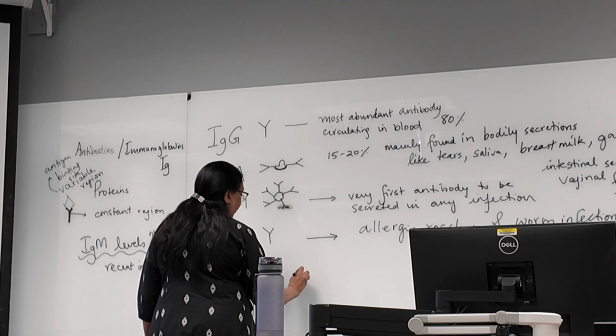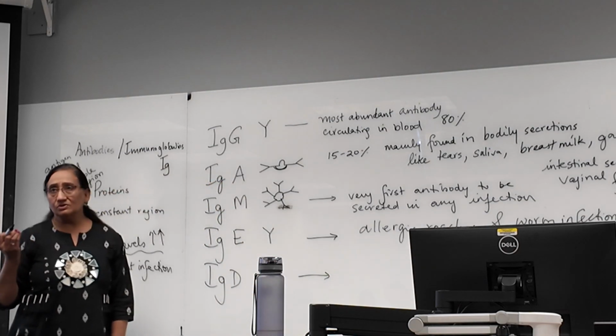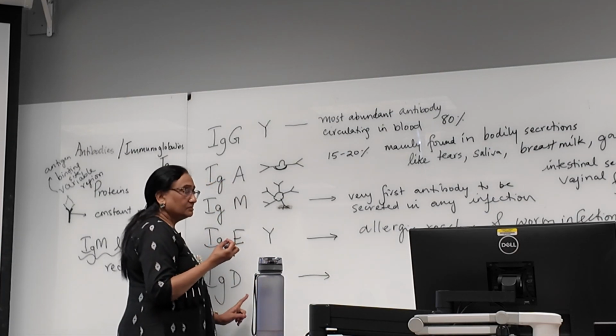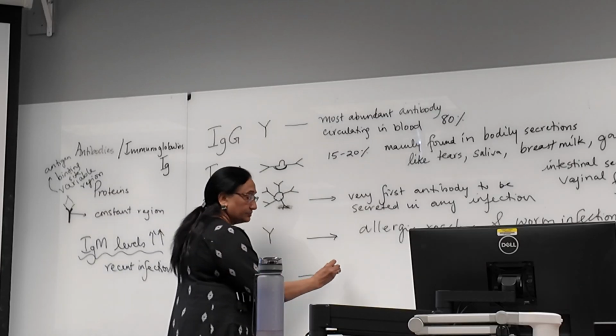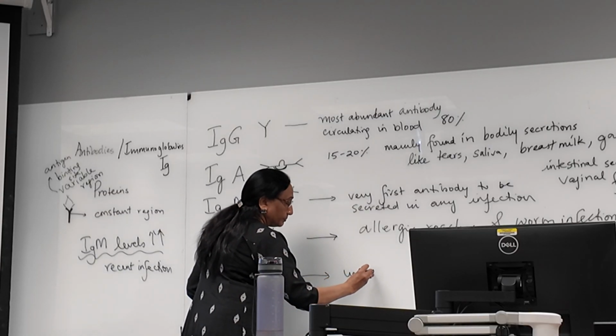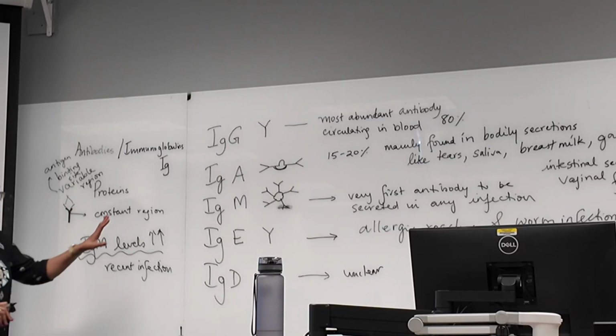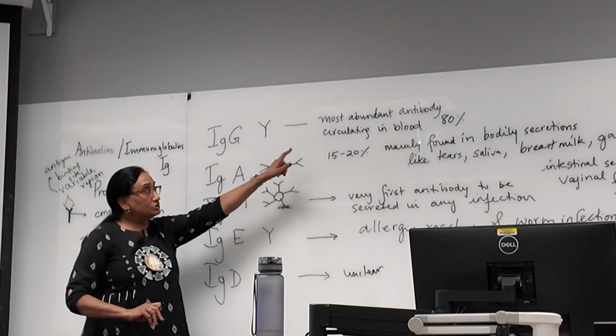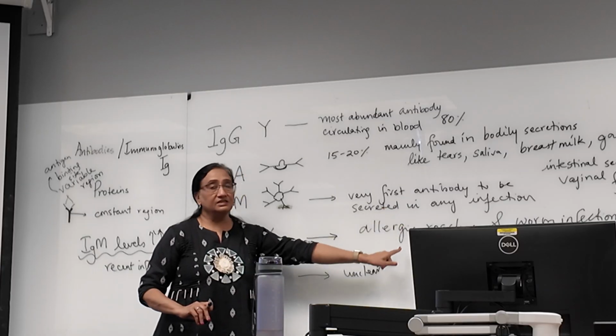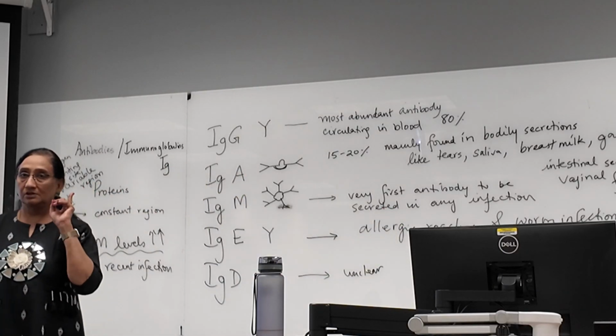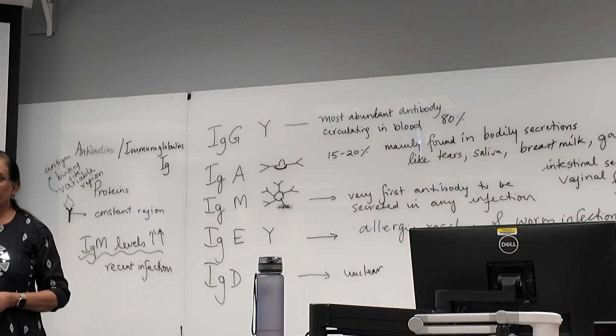IgD is actually present in very, very small amounts, and the function is still unclear. Okay, this one is still unclear. But these are the 5, okay? And I want you to know whatever I have written here. This much you should know for antibodies, okay?